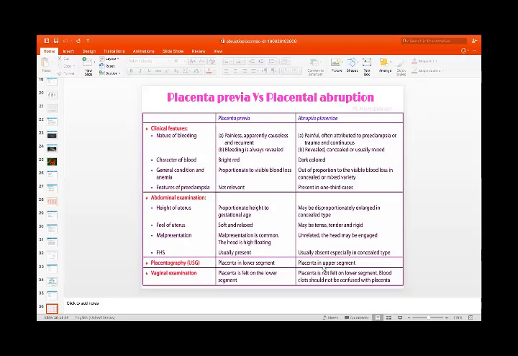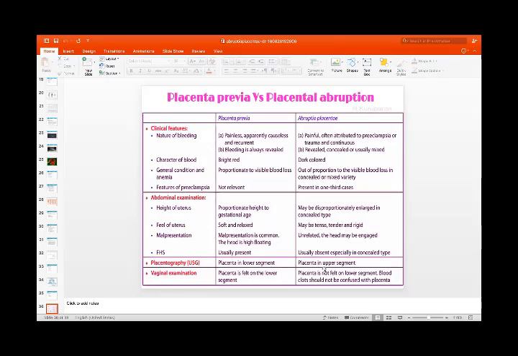This is the comparison between placenta previa and placental abruption. Placenta previa, as you already know, is when the placenta is situated in the lower uterine segment, a low lying placenta. While placental abruption is usually the premature separation of a normally situated placenta.